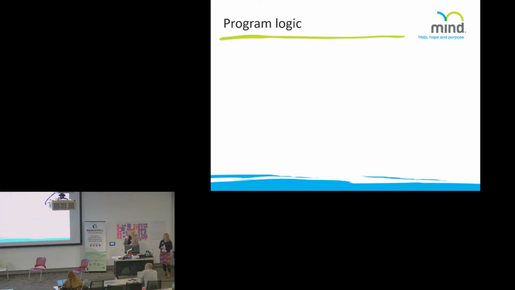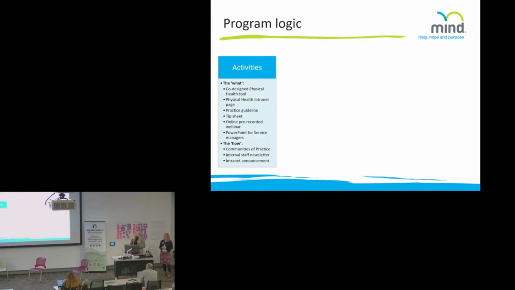A program logic in this context is referring to understanding the theory of a program. So what activities are leading to which desired outcome, and what are the stepping stones between those two things. I'll talk you through the process now. First up, we mapped out what the activities were, and I broke these down into the what and the how. The what refers to the tool itself, the intranet page, the practice guidelines, the tip sheet for conversation starters, the webinar, PowerPoint slides for service managers, and then the how are the channels of communication to get that out to staff members.